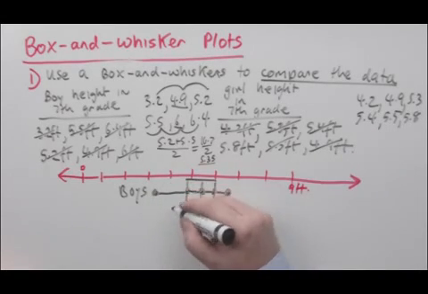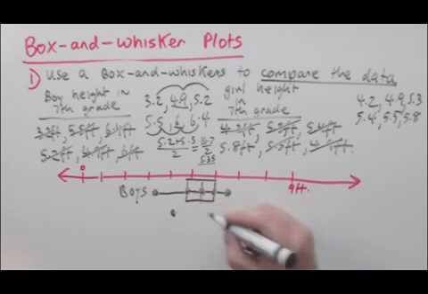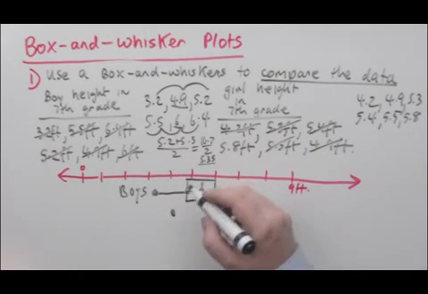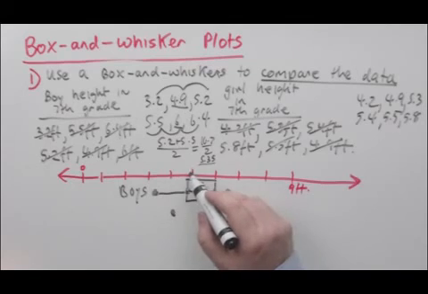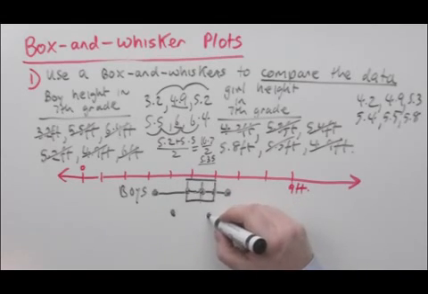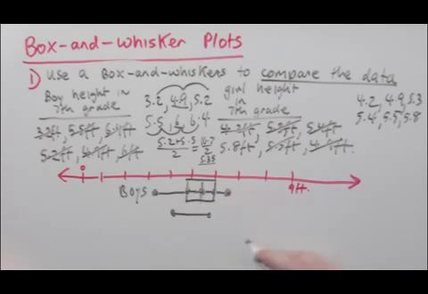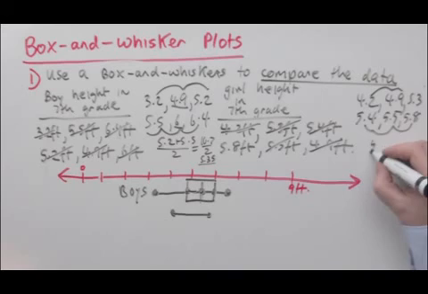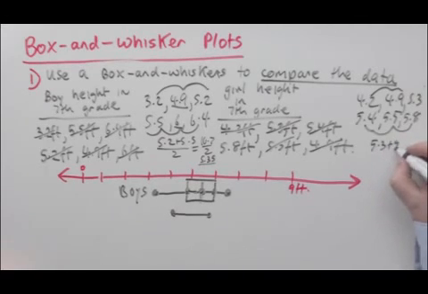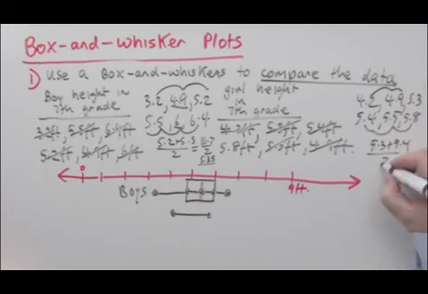Let's see how it compares to the representation of girl heights. First of all, we've got to graph the smallest number, 4.2, and the highest number, which is 5.8. So you can see how it compares already. There's a bigger range in boys.